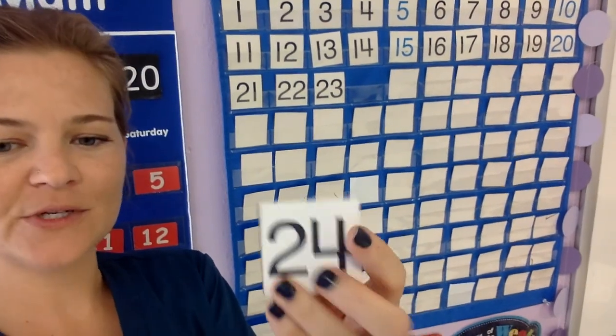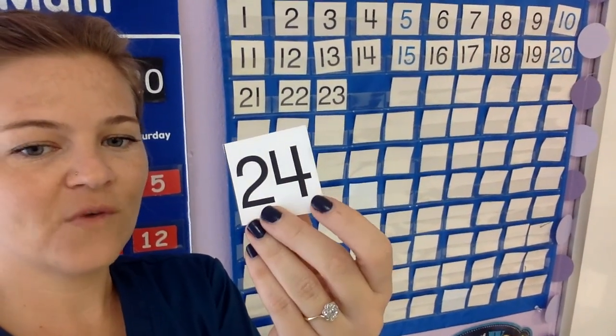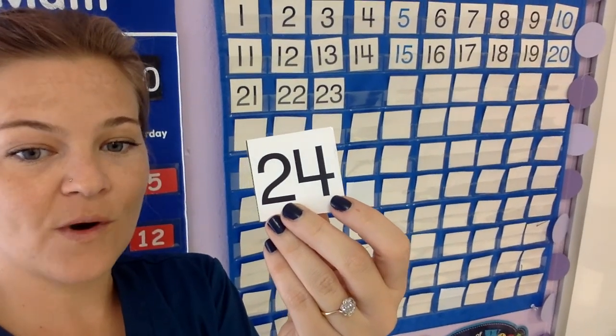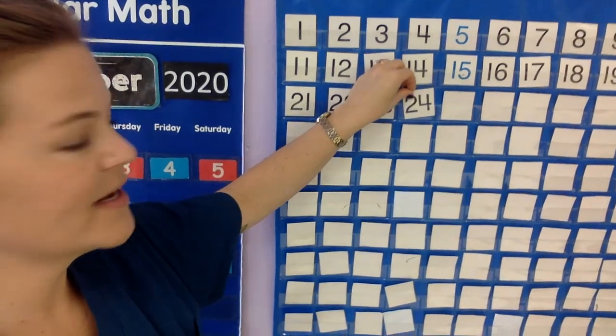And what two numbers are in 24? A 2 first and then a 4. 2 and a 4 make 24. Okay, so there's my 24.